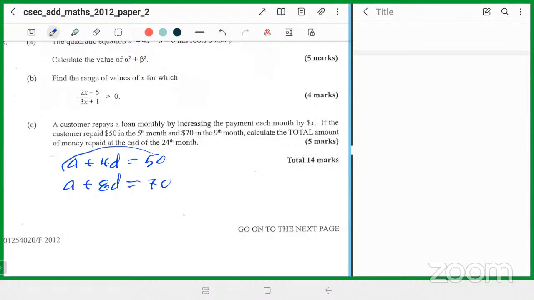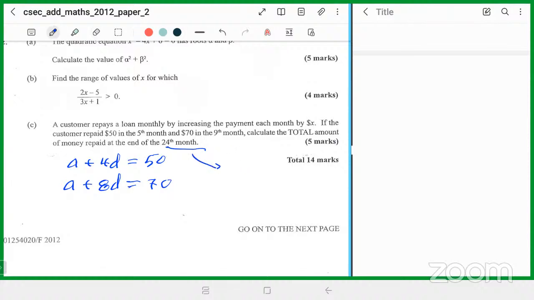Those are my two equations to work out my A and my D now. It says, calculate the total amount of money we paid at the end of 24 months. You know what this is asking for? The total amount of money we paid is the sum of all the payments, the sum of all the 24 payments. So this is asking you for the sum to 24 terms. That's what this is asking you.